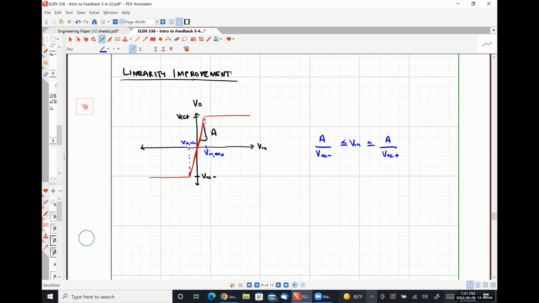Well, if we apply negative feedback, what are we doing to this graph? Spreading it out. Okay. So that we might see something more in line with this. By applying negative feedback, we can greatly increase the linear range over which our amplifier can actually work.